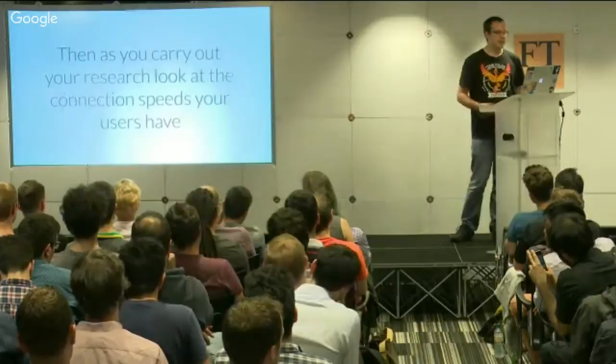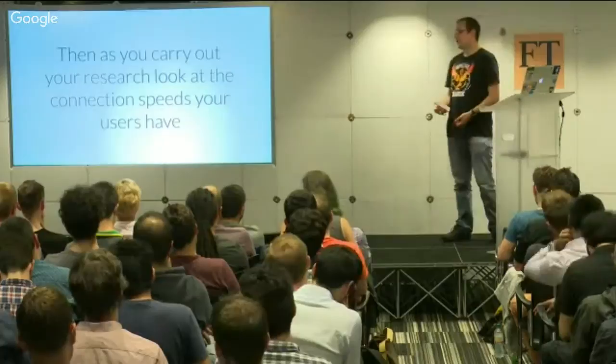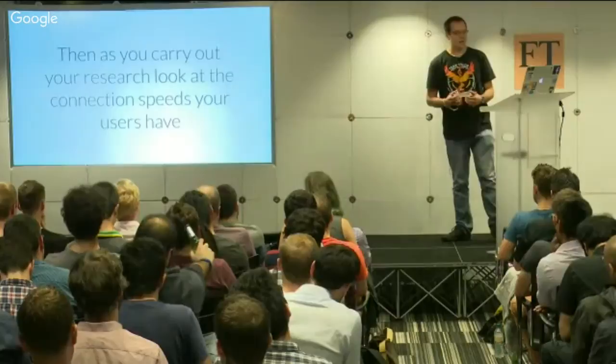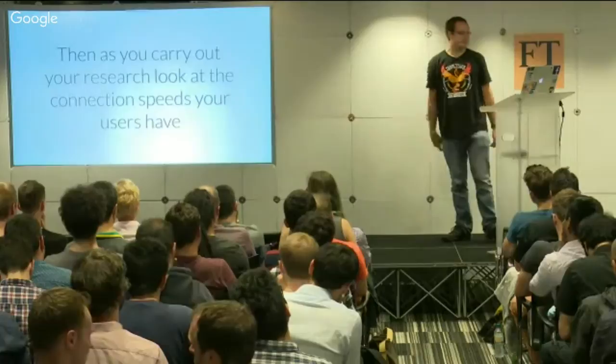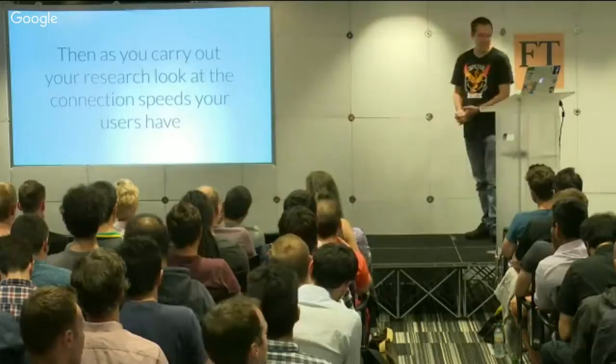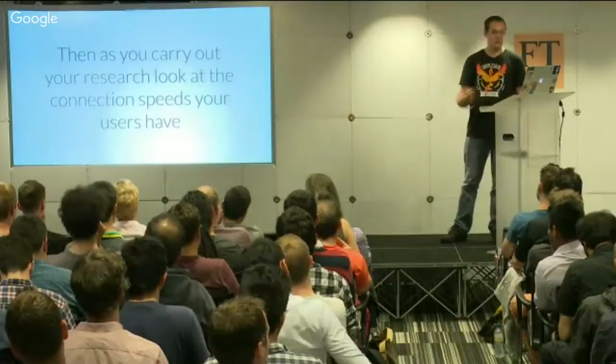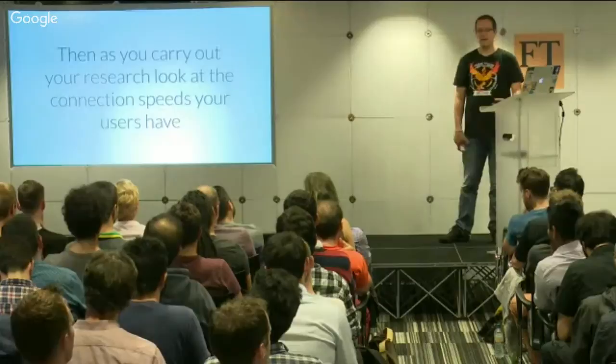Then as you carry out your research, look at the connection speeds that their users have. Because it's all well and good building a website for users in London and planning everything for London if they're down in Folkestone behind a cliff that blocks signal. That would be the weekend. And actually, if your site's international, the connection speeds your users will have could vary greatly. If you're potentially targeting people in remote areas of Africa, they might find that the connection speeds are terrible.